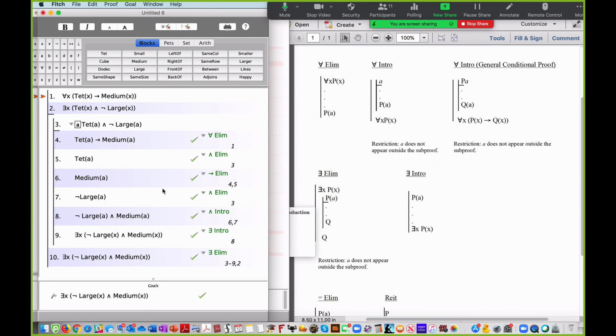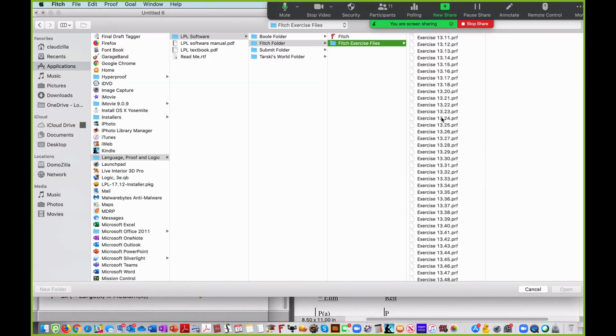Deb, I don't think you would have had time to go back to the exercise, but can I go ahead and open, not the one that you sent, but just open the exercise? That's fine. Okay. It was 1332, right?